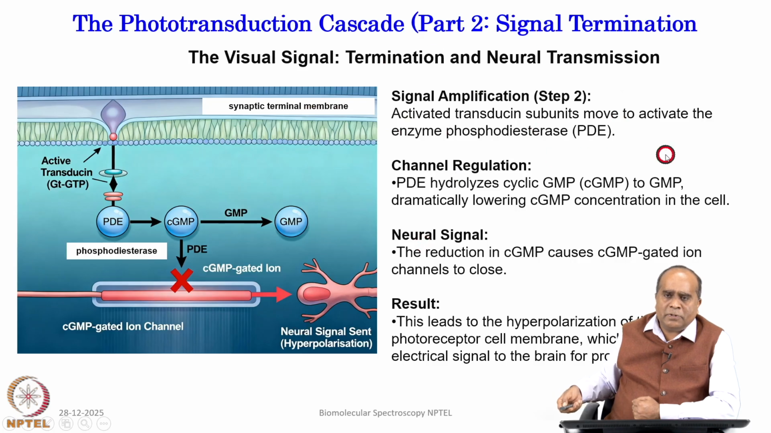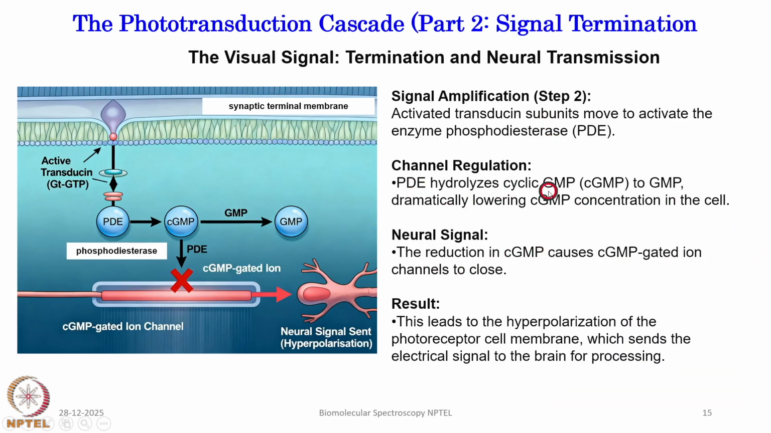The activated transducin subunit moves to an activated enzyme called phosphodiesterase, PDE, and channel regulation happens. This PDE hydrolyzes the cyclic GMP to GMP and dramatically lowers the cyclic GMP level. So, all the chemical reactions are happening, and that gives the signal to neurons, right. The reduction in cyclic GMP causes the cyclic GMP gated ion channel to close, and that results in hyperpolarization of the photoreceptor cell membrane, which sends the electrical signal to the brain for processing.